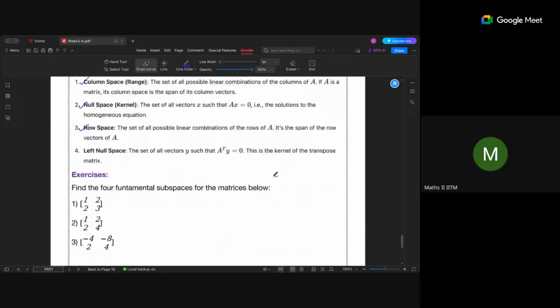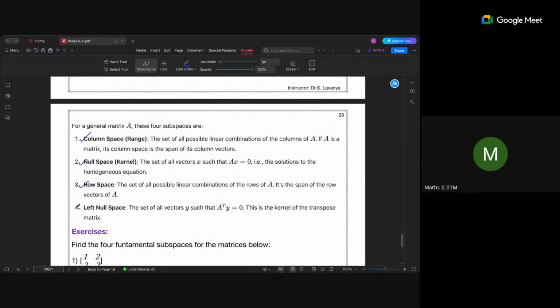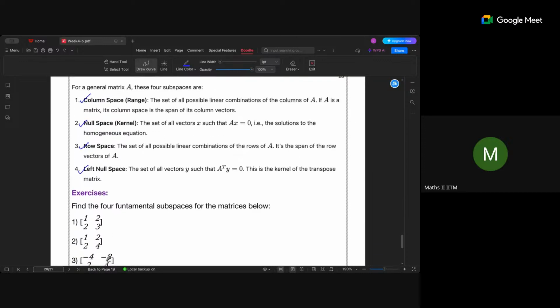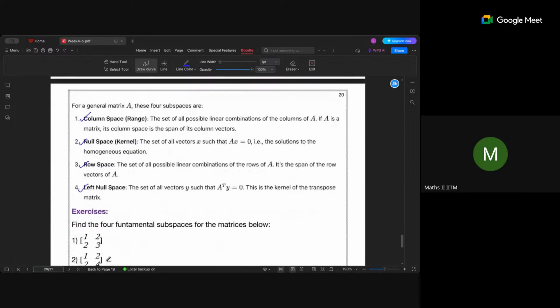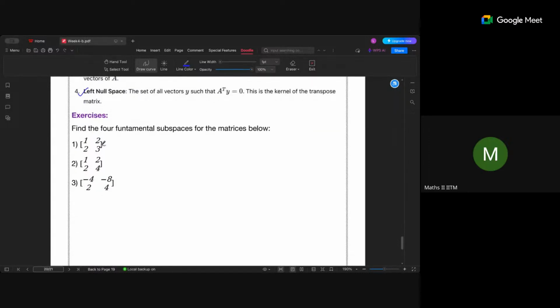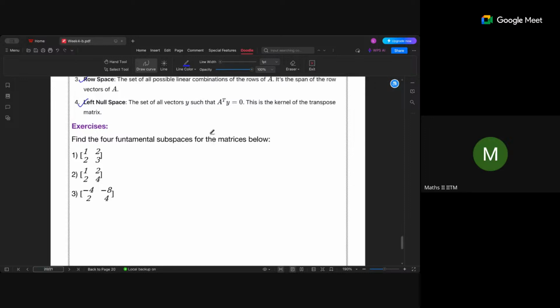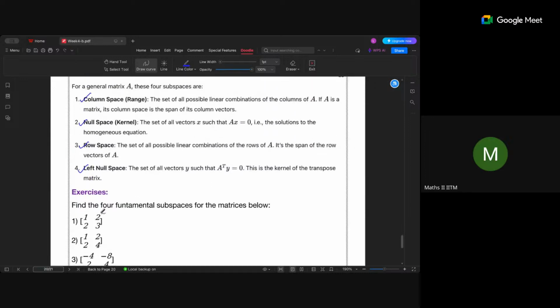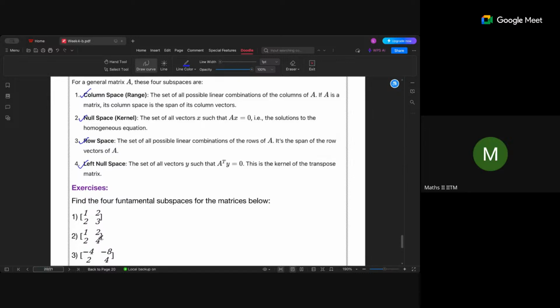Fine. So we are going to look at the four main fundamental subspaces for any matrix. That is what we have seen so far. Specifically for these examples, how to find the fundamental subspaces is a very simple task. Let us do the first problem, and I will ask you to do these two problems and see how far you are able to complete.